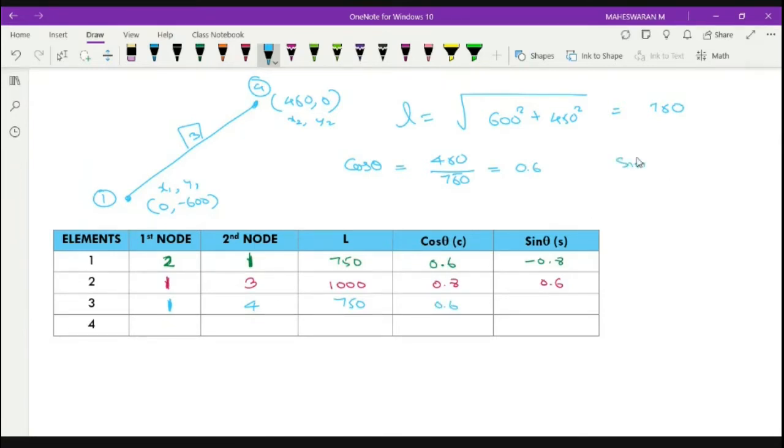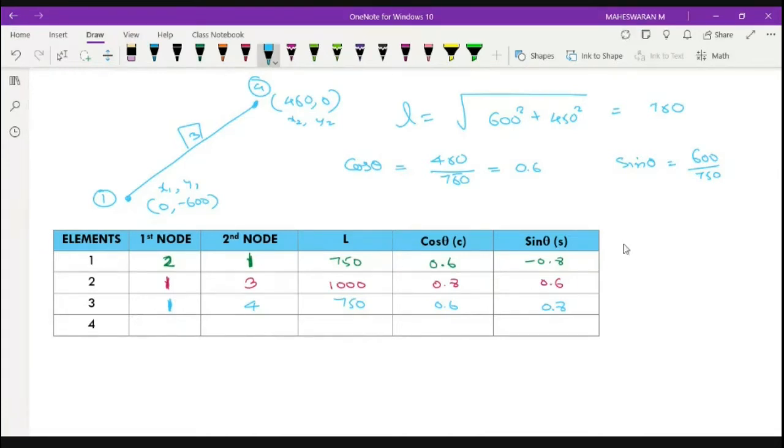Next sin theta, y2 minus y1. So 0 minus of minus 600, so 600 divided by 750. You will get 0.8. Right? So these are my values.